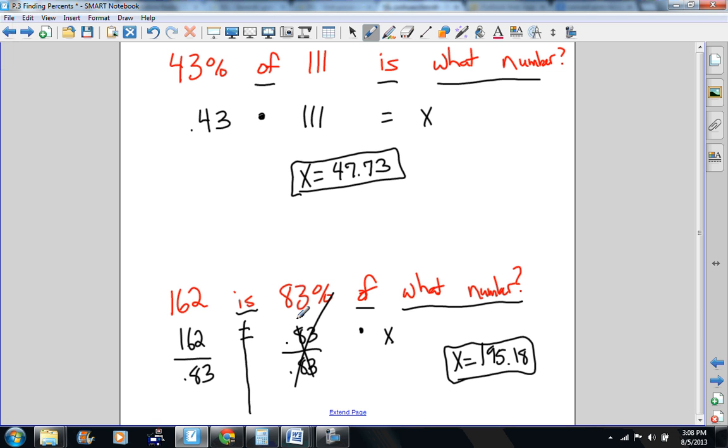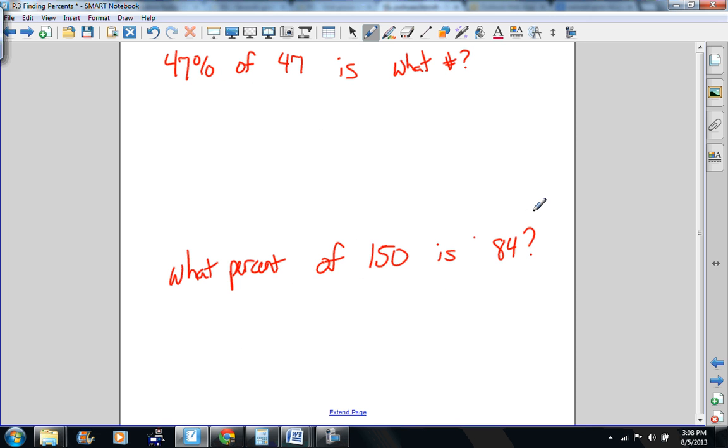Now, an example of a problem that wouldn't be realistic would be something like this. 83 is... let's go 50% of 40. And in this one, that doesn't make sense because 50% of 40 would make that number smaller, and 83 would have to be bigger. So this is an example of a problem that doesn't work. Our two examples are problems that do work. I'd like you to try these two on your own. Be careful on the bottom because it has the keyword percent.